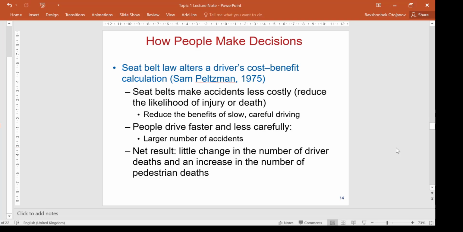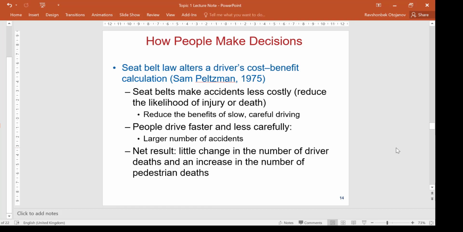Sam Peltzman in 1975 observed that seatbelts make accidents less costly, so they reduce the likelihood of injury and death, but at the same time they reduce the benefits of slow, careful driving, because once a person has a seatbelt, they would think that they are safer, they are in a comfort zone, so they start driving faster. This results in obviously larger accidents.